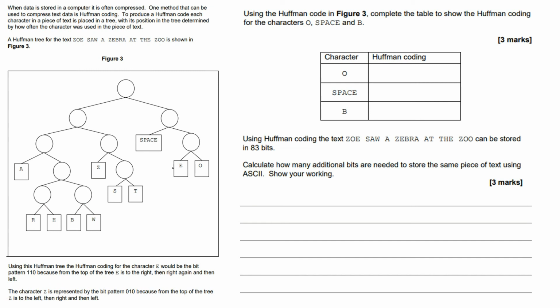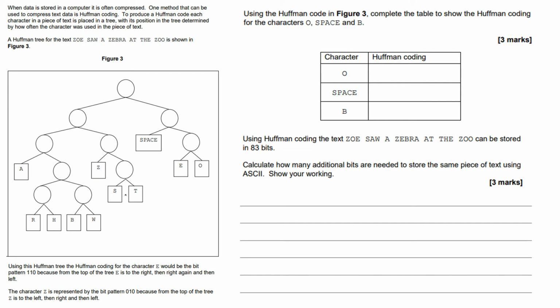So the next one is all about Huffman coding. When data is stored in a computer, it is often compressed. One method that can be used to compress text data is Huffman coding. To produce a Huffman code, each character in a piece of text is placed in a tree, with its position in the tree determined by how often the character was used in the piece of text. A Huffman tree for the text, Zoe saw a zebra at the zoo, is shown in figure 3.